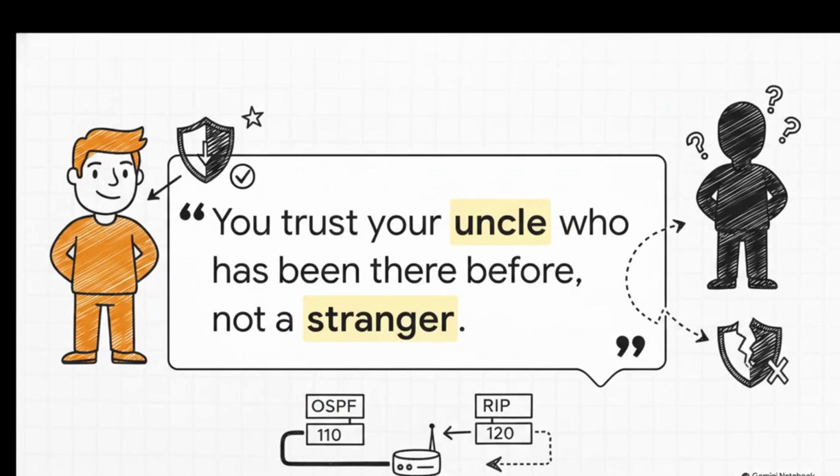Think of it this way. If you need directions, you're going to trust your uncle who's actually driven the route before rather than some random stranger on the street, right? Routers do the exact same thing. If it gets a path from the RIP protocol, which has an AD of 120, and gets that same path from OSPF at 110, it's going with OSPF every single time. It's the trusted uncle of the network.